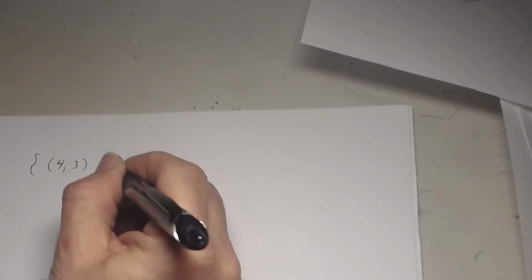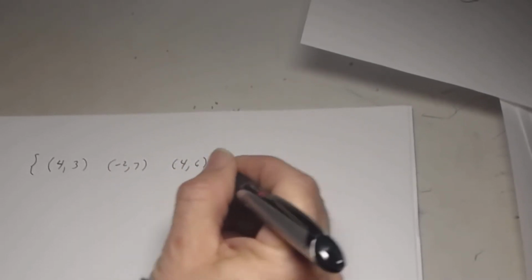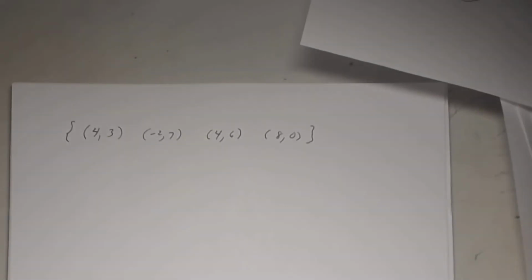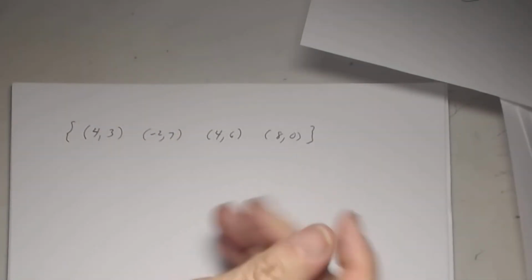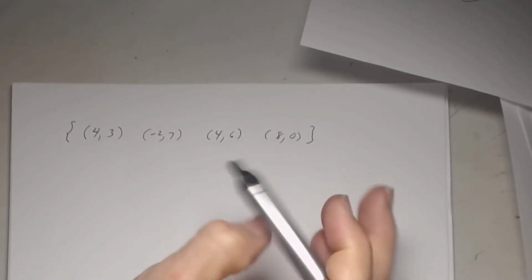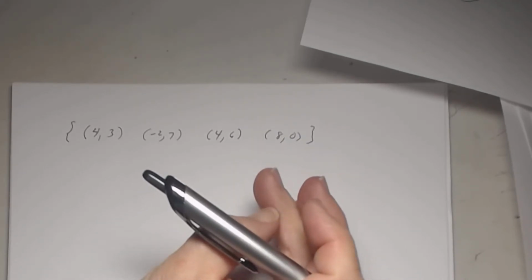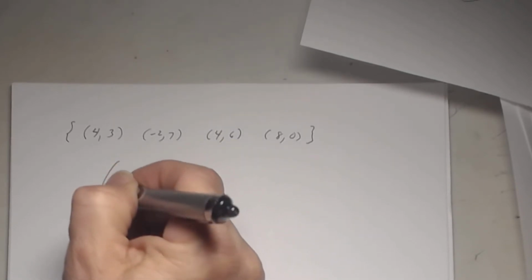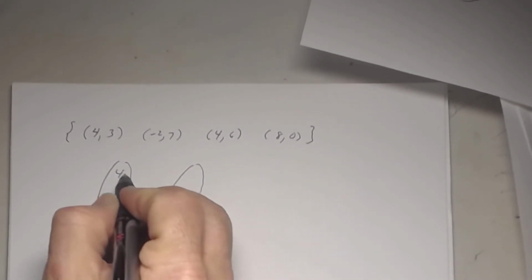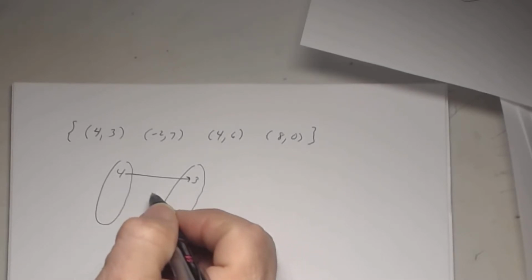(4, 3), (-2, 7), (4, 6), (8, 0). Yeah, (4, 6) and (8, 0). Is this a function? Not a function. If I use a mapping, when x is 4, what's my y value? 3. So far I'm okay, because there's only one arrow coming out of 4.